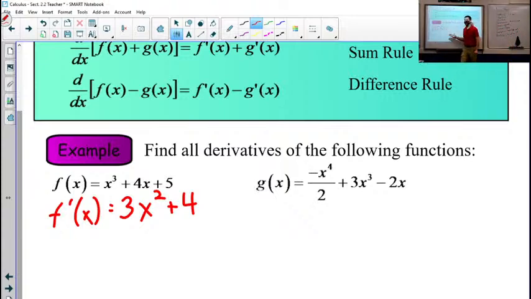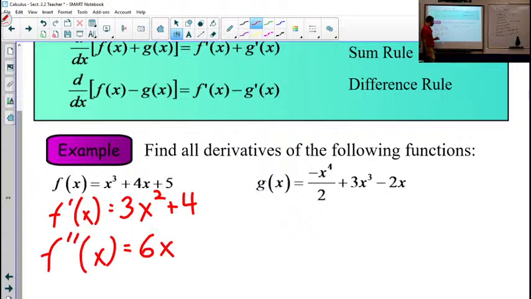Now, I have this new function. I can take the derivative of it as well. And this would be called the second derivative. F double prime. Derivative of 3x squared is 6x. Derivative of 4 is 0.